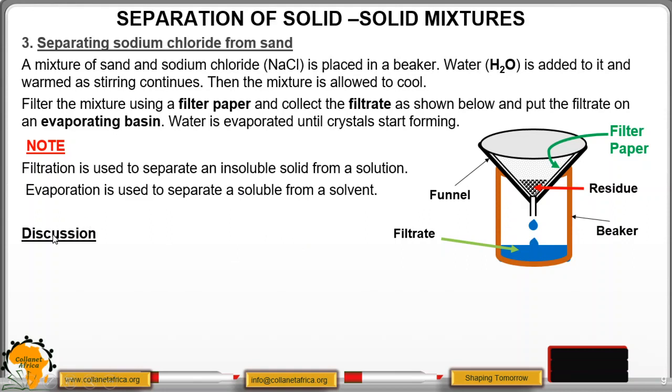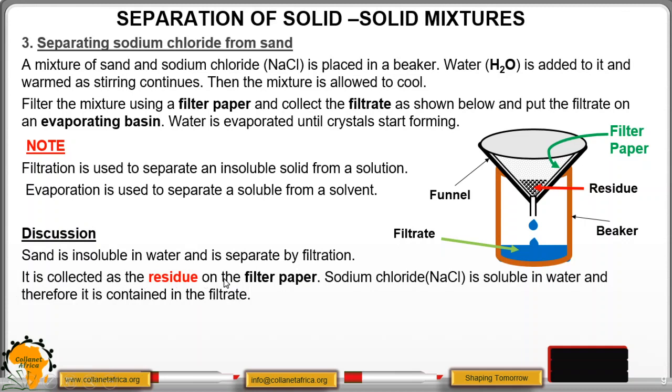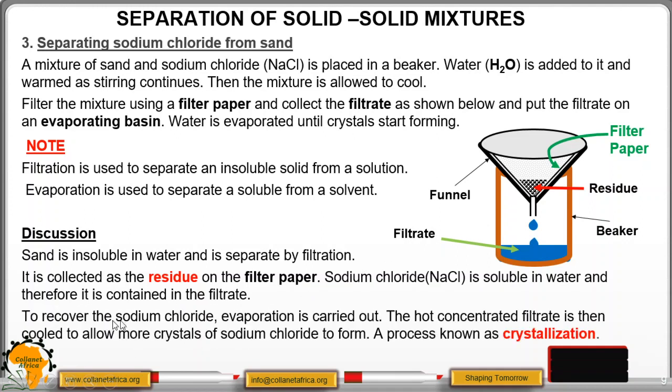Evaporation. Discussion. Sand is insoluble in water and it is separated by filtration. It is collected as the residue on the filter paper as shown here. Sodium chloride, NaCl, is soluble in water and therefore it is contained in the filtrate. So how do you get your salt? By evaporation. To recover sodium chloride, evaporation is carried out. The hot concentrated filtrate is then cooled to allow more crystals of sodium chloride to form, a process known as crystallization. So you allow it to cool, to form crystals.